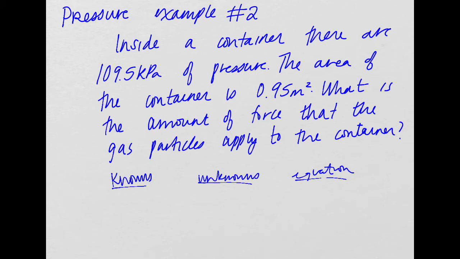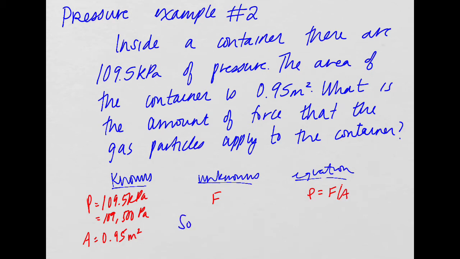We have a pressure of 109.5 kilopascals. So we have to convert this to pascals, and to do that, we're going to multiply it by 1,000. So we get 109,500 pascals. And we also know that our area is equal to 0.95 meters squared. All right, our unknown is force. We're looking for force, and we're going to use the equation that we have been using. All right, now we can solve.